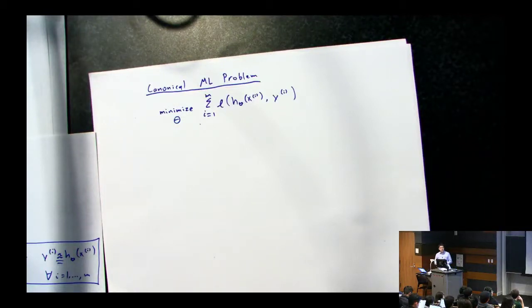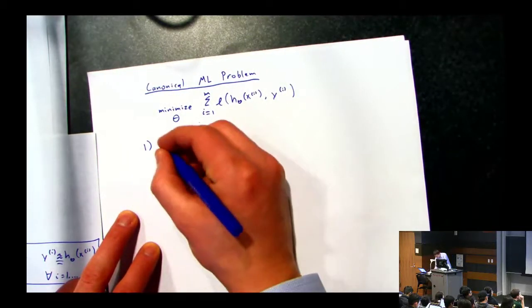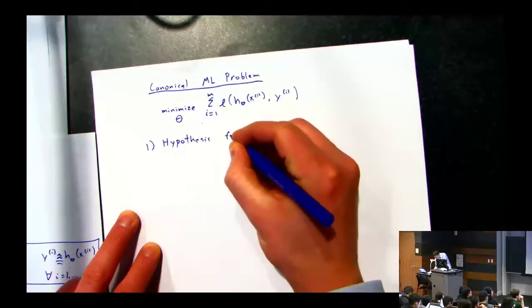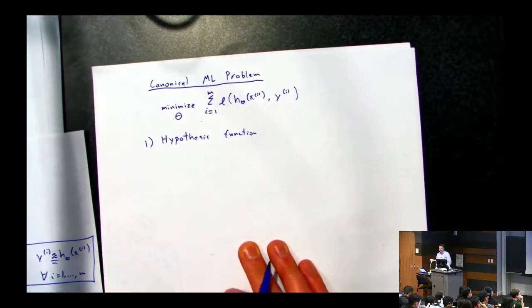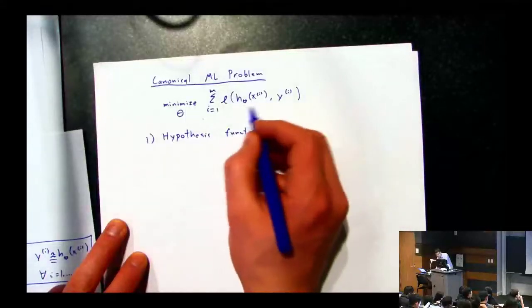So to specify a machine learning algorithm completely, you first need to specify your hypothesis function. I need to say what is the function I'm going to use here. And this is actually one of the biggest differences, of course, between different algorithms, right? Deep learning and neural networks are different from least squares, primarily because they have a different hypothesis function. Everything else is actually pretty similar.